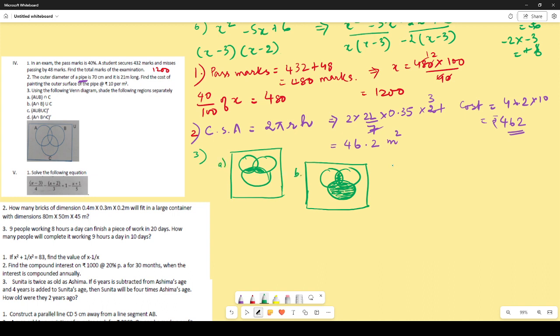Now let us check out C. What is there in C? Again, the figure is the same. Sorry, I've not drawn the figure properly.